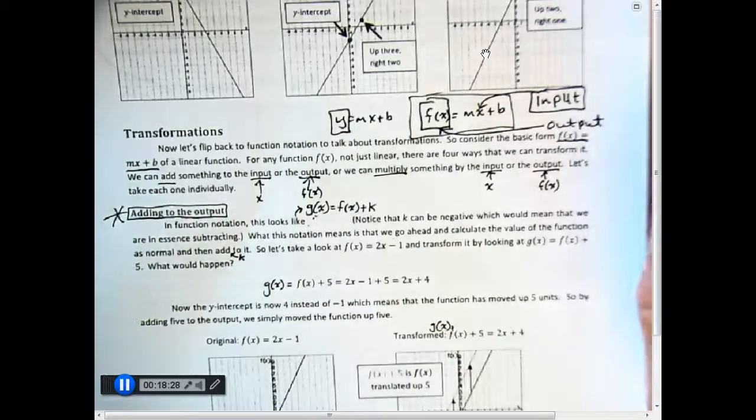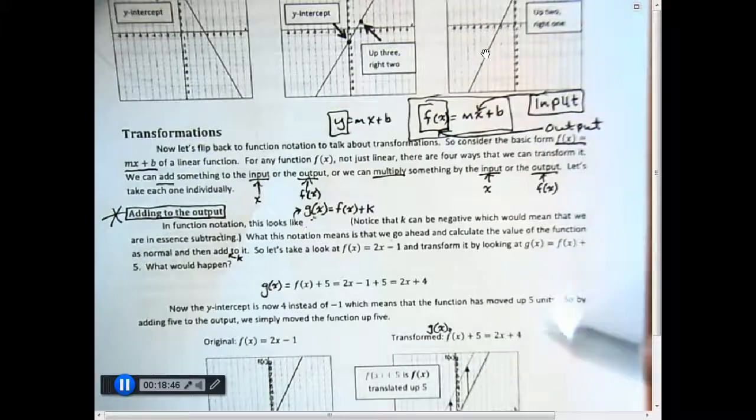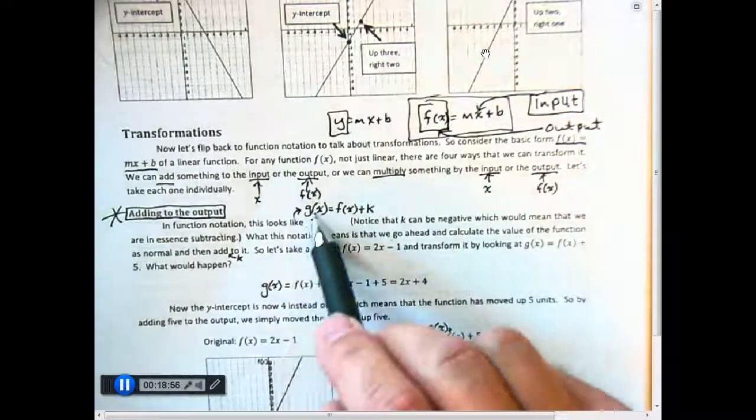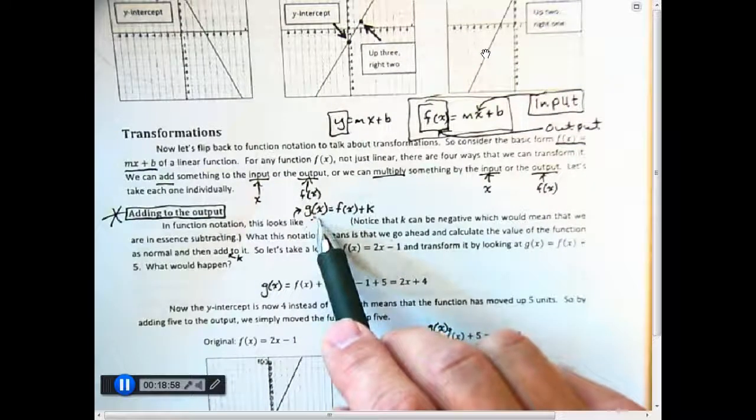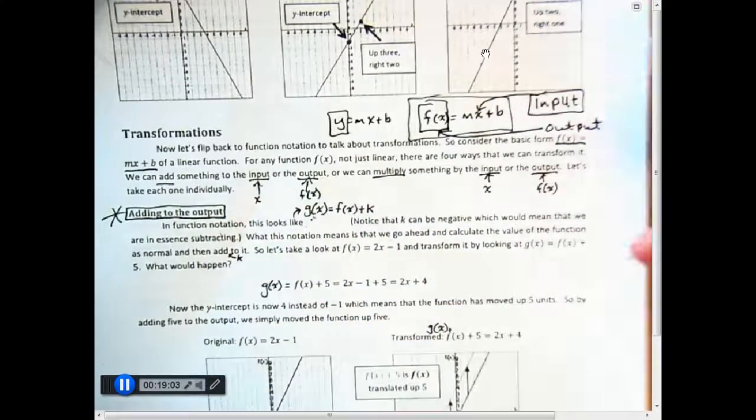Why are we picking g of x? Because it's the next letter after f. We could have called it m of x. We could have called it v of x or Vogel of x. We could have called it whatever letter of x other than f of x, because we've already used f of x. Usually, you just use g of x next. Why? Because we're boring and not too creative. Okay? Good? So, g of x, so our new function, is going to equal our old function plus something.